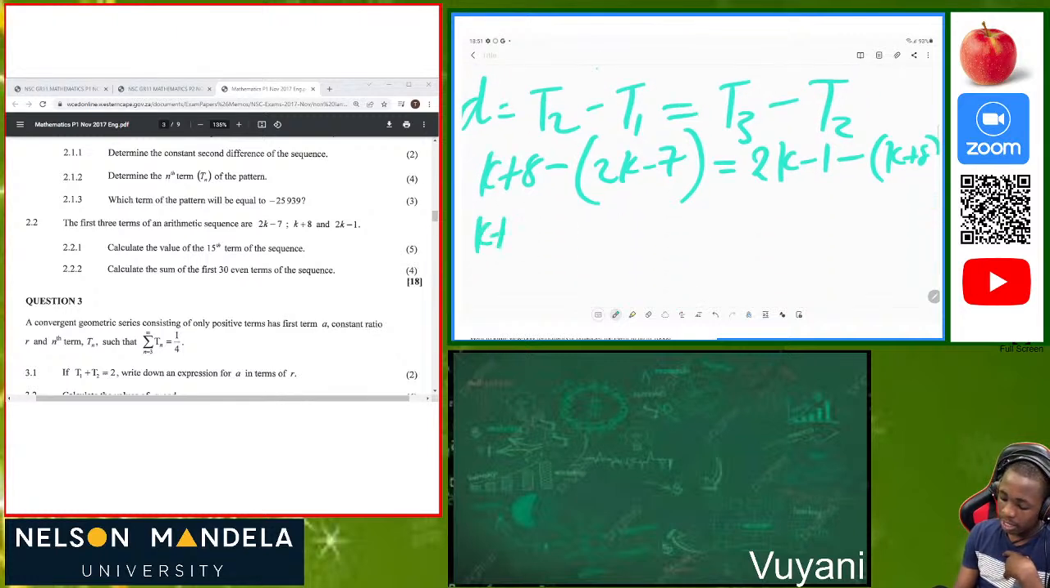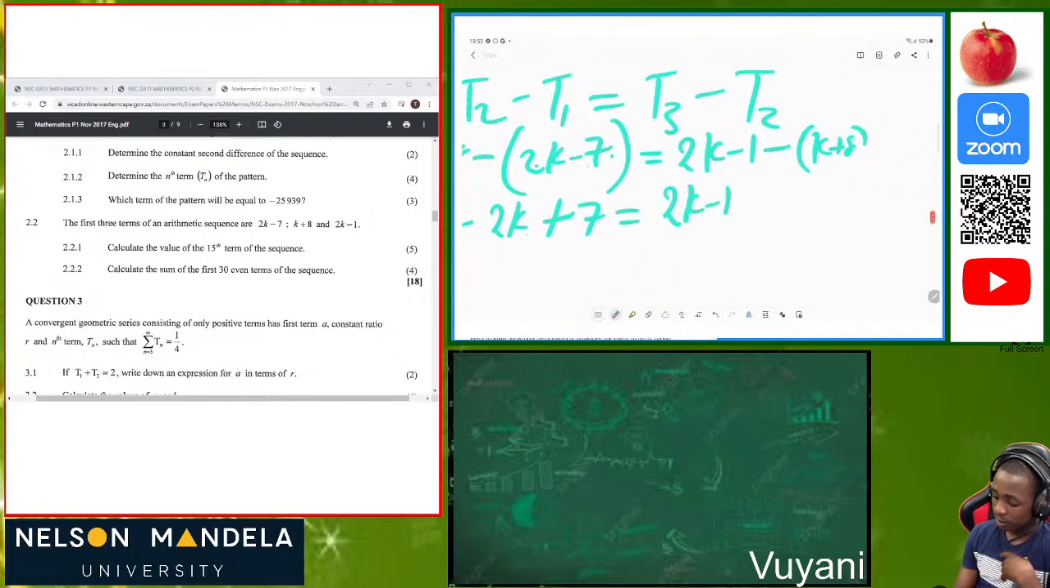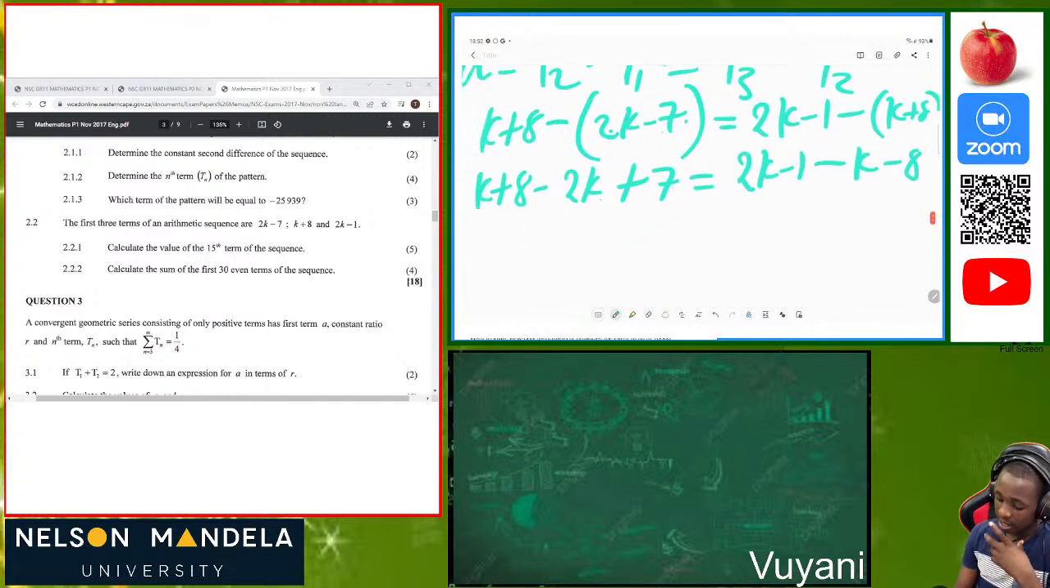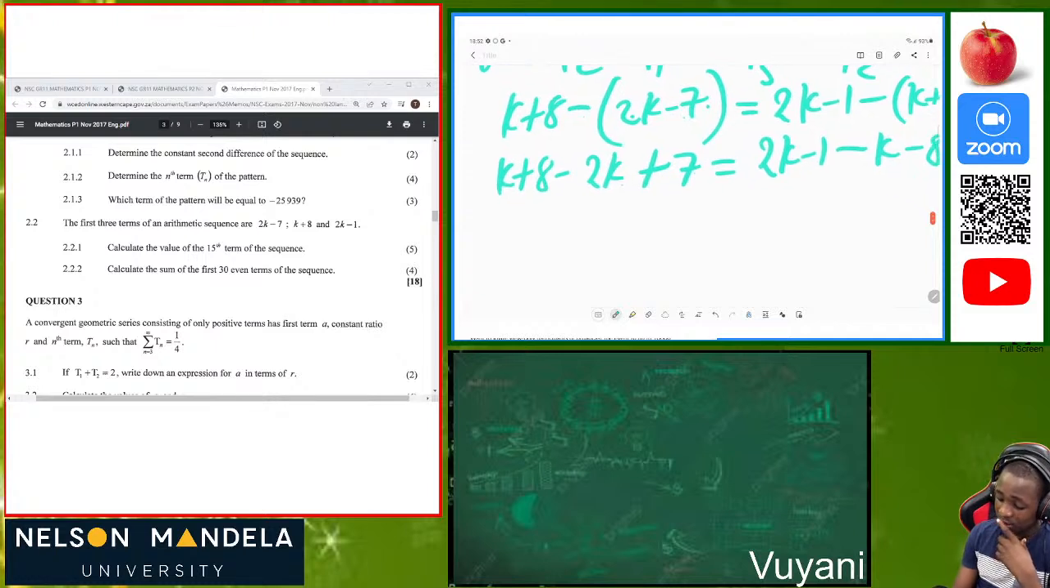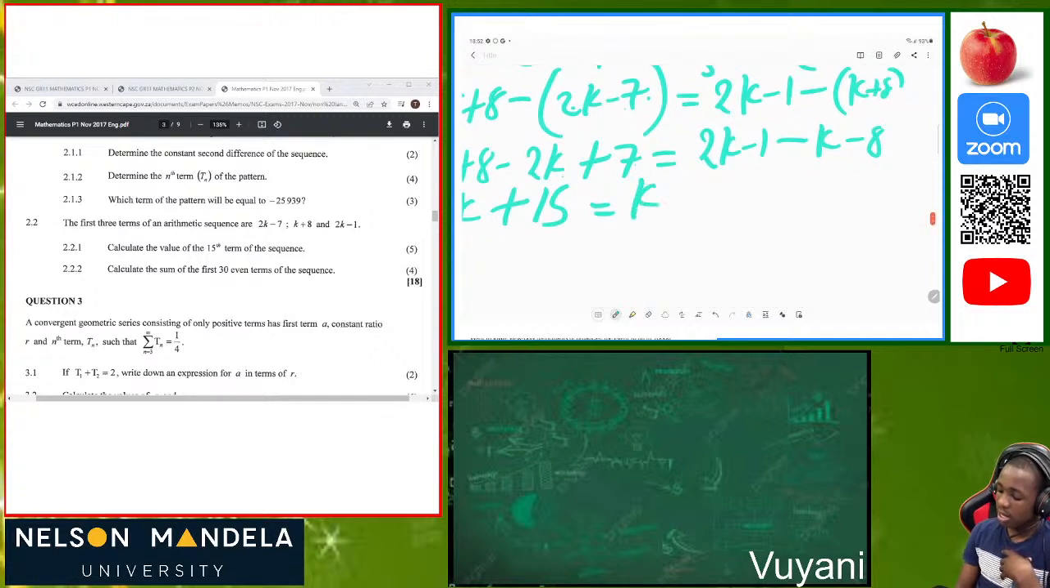So k plus 8 minus 2k plus 7, because negative times 2k is negative 2k, negative times negative 7 is positive 7. Then we have 2k minus 1 minus k. Negative times k is negative k, negative times positive 8 is negative 8. Now let's combine the like terms. k minus 2k is negative k. 8 plus 7, that's 15. Then 2k minus k is k. Negative 1 minus 8 is negative 9.